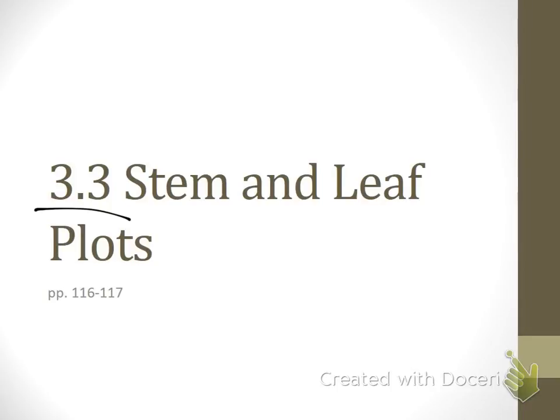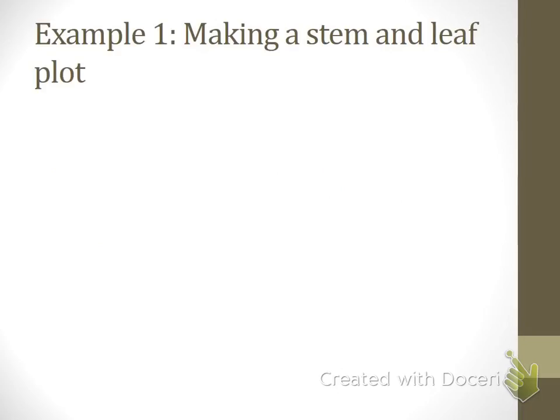The branch is what all of the leaves have in common. They're all connected to the one branch. Same thing goes with a stem and leaf plot. If we look at example 1, go ahead and turn in your books to page 116. We're going to use the chart at the top of page 116 to set up our stem and leaf plot.